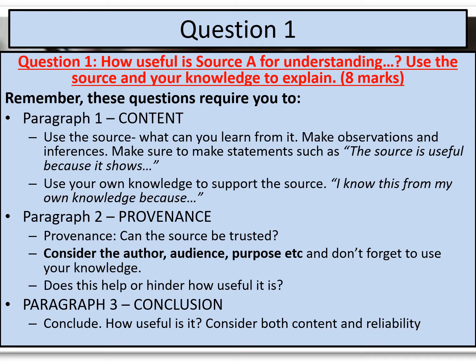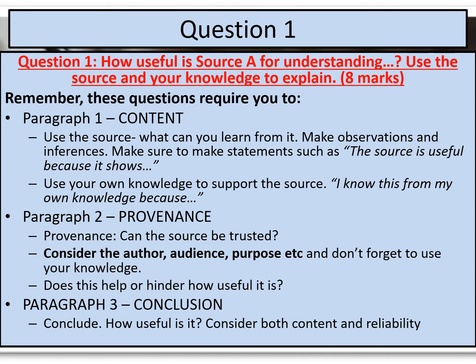Now, once we've done that, our second paragraph that we're going to need to do is one on provenance. Now, this is the thing that students normally forget, but it's absolutely crucial if we want to get above 5 out of 8. So we have to think about the who, the why, and the where. We have to think about, can we trust this source? So we need to consider things like the author, the audience, and the purpose.